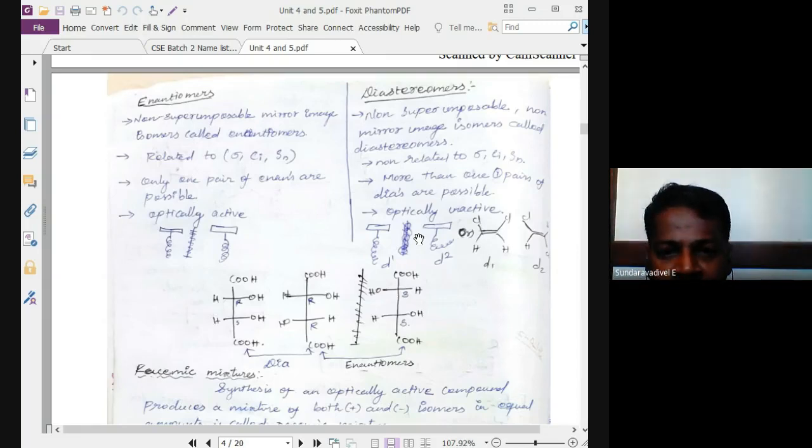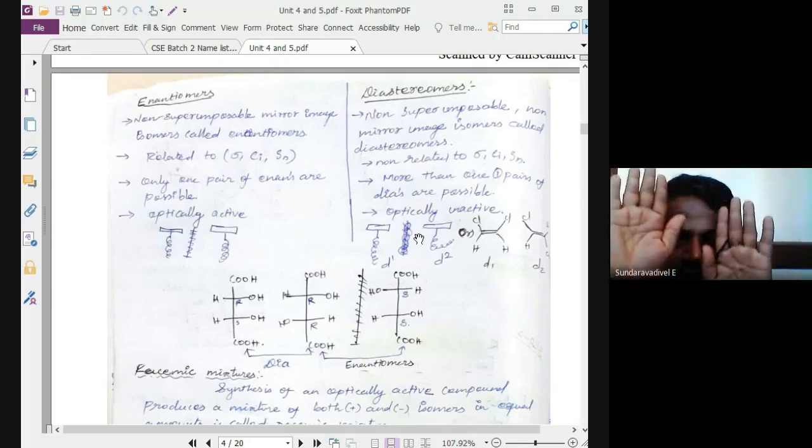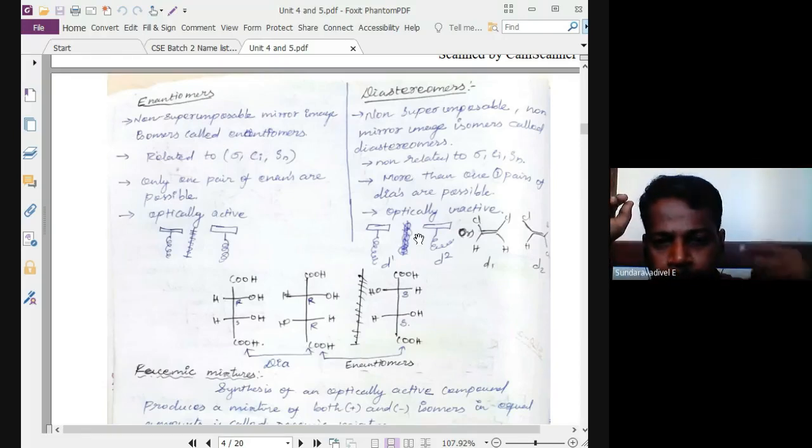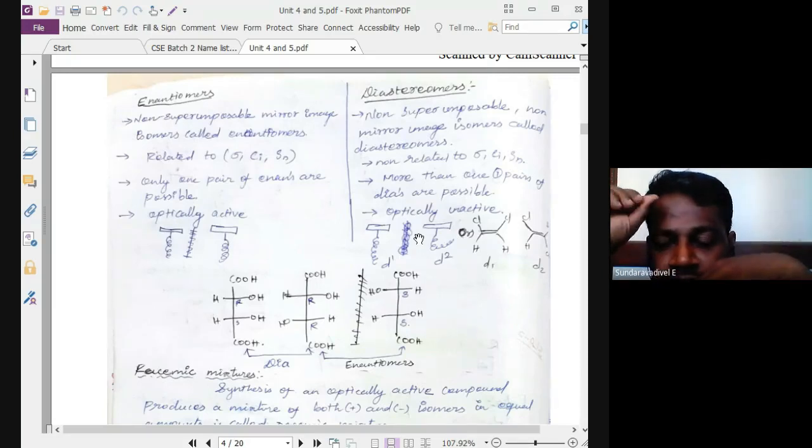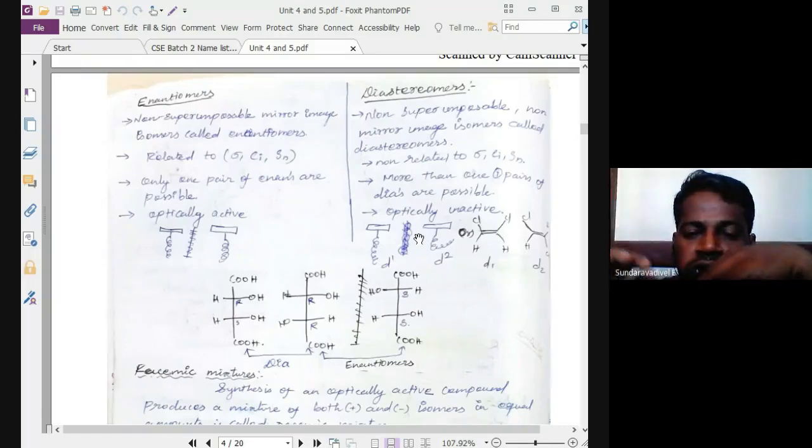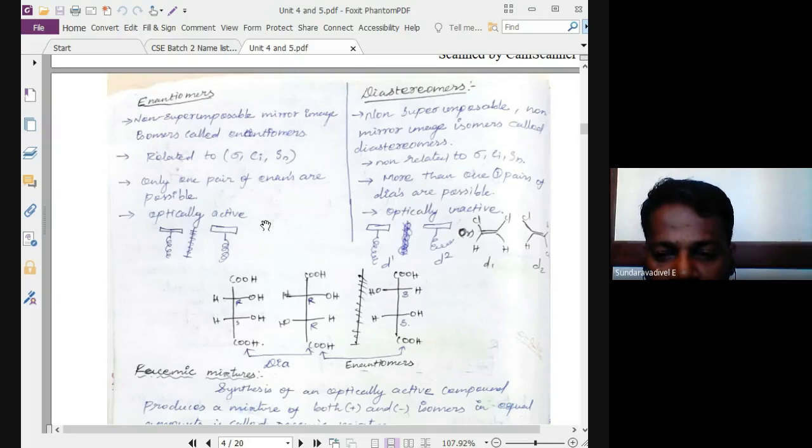Now we can go for the enantiomer and diastereomer. Differentiation between the enantiomer and diastereomer. The definition itself is one of the differentiations. What is an enantiomer? That is a non-superimposable mirror image. Like our right hand and left hand, that is an enantiomer. And diastereomer means a non-superimposable, non-mirror image isomer.